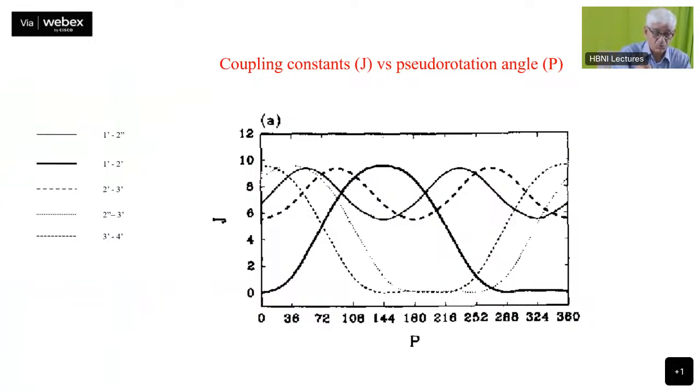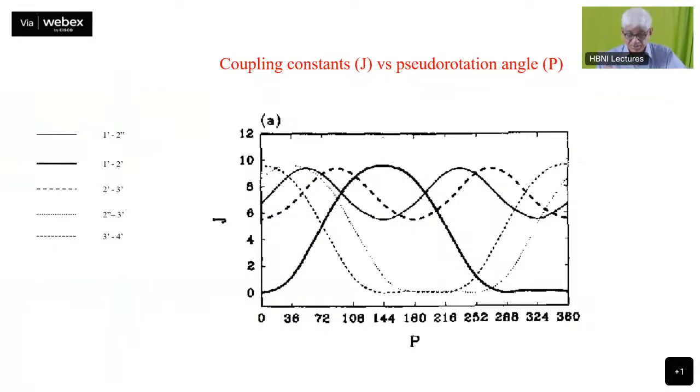You have 1', 2'', 1', 2', 2', 3', 2'', 3', 3', 4'. These are the many three-bond couplings we have there, and all of these will vary depending upon the pseudo rotation angle as it goes from 0 to 360. All of them have different behaviors with respect to the pseudo rotation angle. Depending upon the sugar geometry, they have different coupling constants.